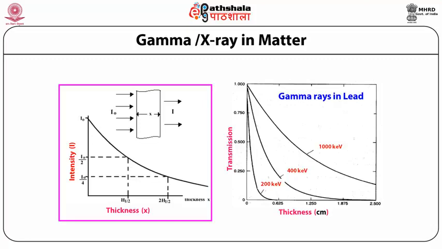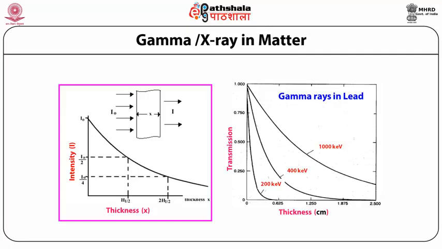Now here we can see that when gamma rays pass through some matter, their intensity continuously decreases. Here we can see a few marks represented as h half or 2h half. They show the thickness at which the intensity observed after passing through the matter is half of what the gamma ray intensity was before entering the matter. So this is also called the half value thickness.